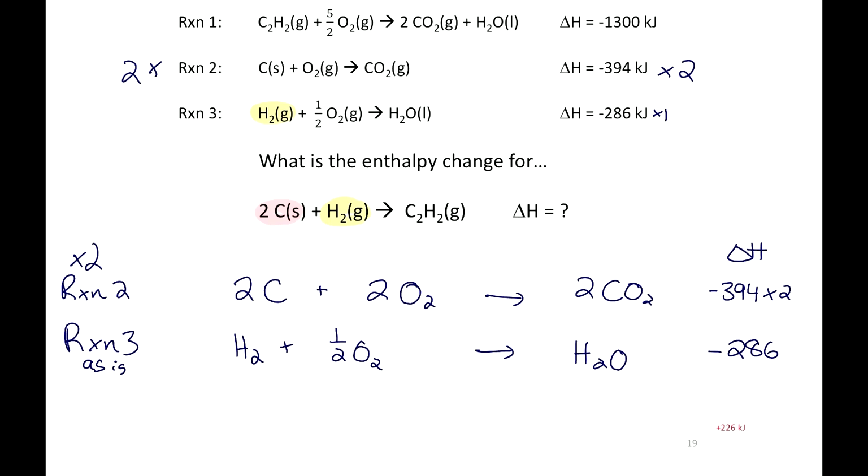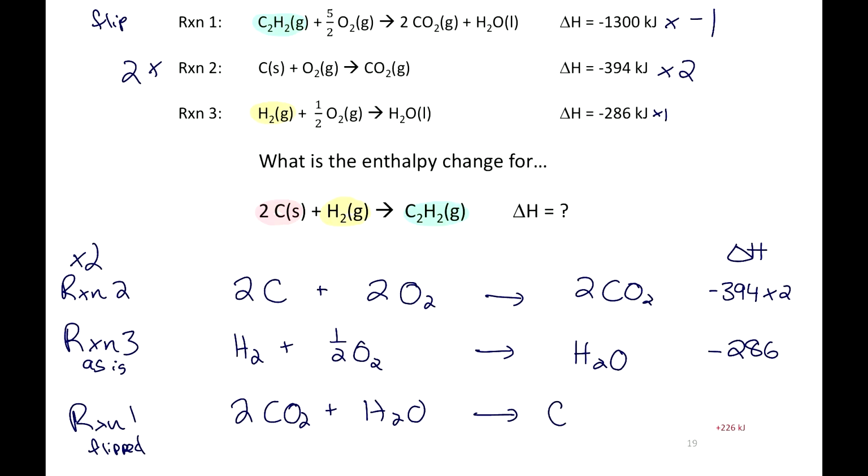And then the last thing here is, let's pick a different highlighter, C2H2. And so we see that shows up in reaction 1. Is C2H2 on the right side? No, so flip it. Is it in the right number? Yeah, so we're just going to flip it. So this is a times negative 1. I'm going to write this reaction flipped. So this is reaction 1 flipped. So we have 2 CO2s, a water, a C2H2, and 5 halves O2.